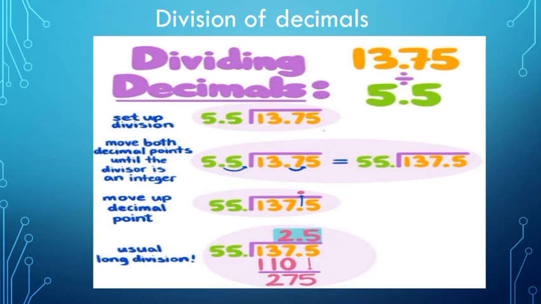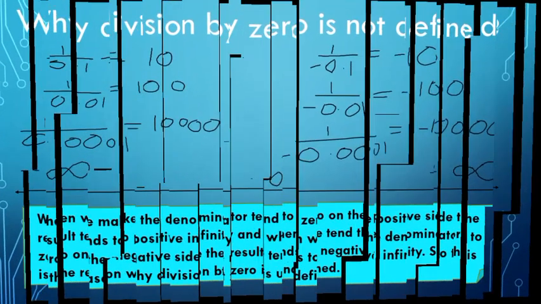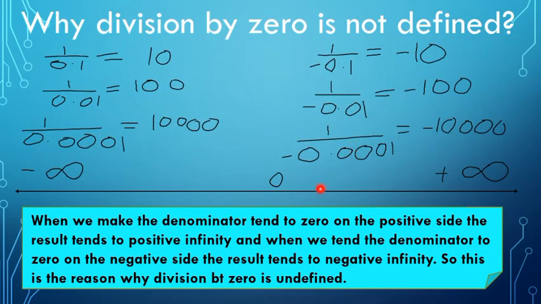Now let's look at an interesting part. As I have told in my previous video, like it may be number system part 1, there I have told that division by 0 is not defined. But have you wondered why? Why is division by 0 not defined? Let's see.